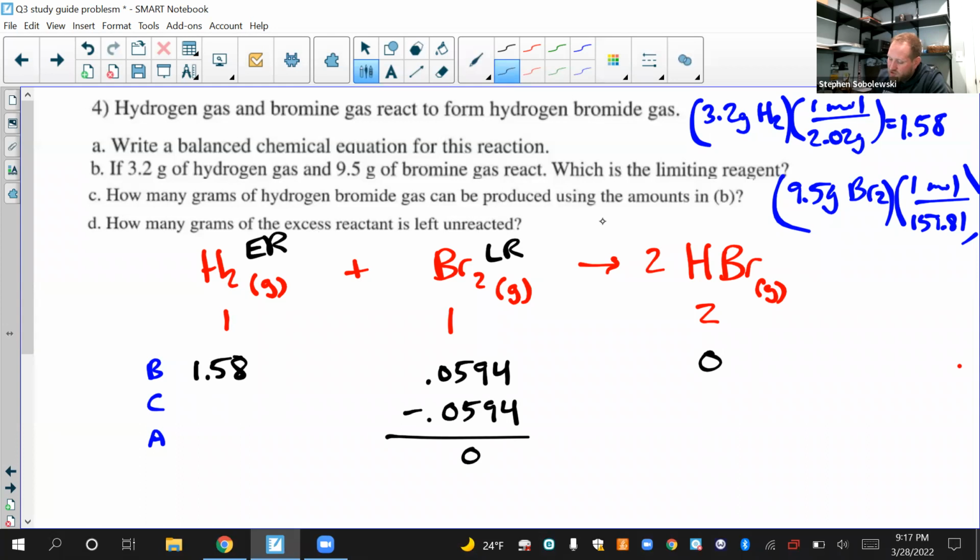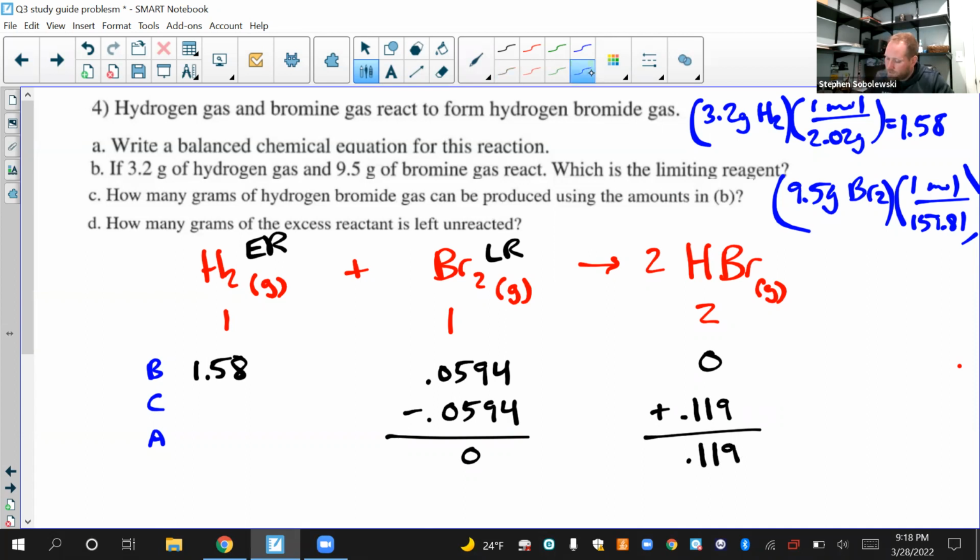Part C says how much of this can be produced. So let's figure this part out right now. Well, look at the mole ratio. It's 1 to 2. So for every mole of bromine that got consumed, 2 moles of HBr are going to get produced. So 0.0594 times 2 is 0.119, and that's getting produced on this side, 0.119 moles. And since we started with 0, we added 0.119. After the reaction, we have 0.119, and again, that's the moles.